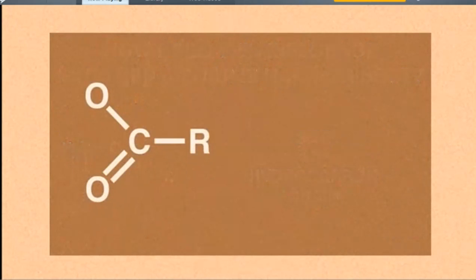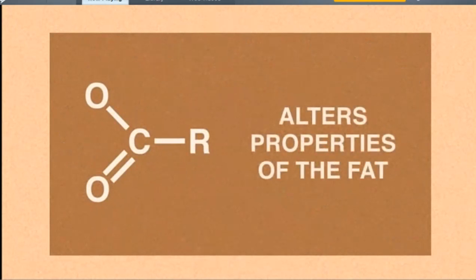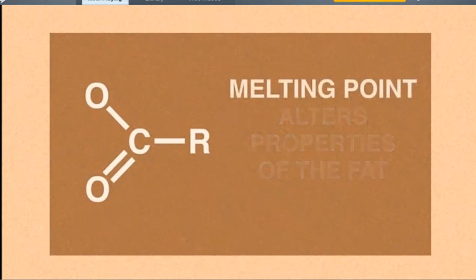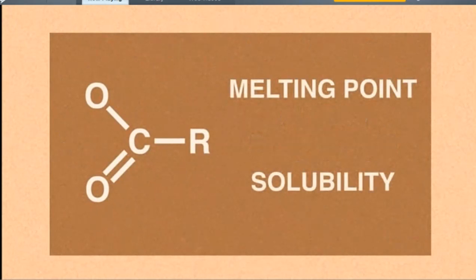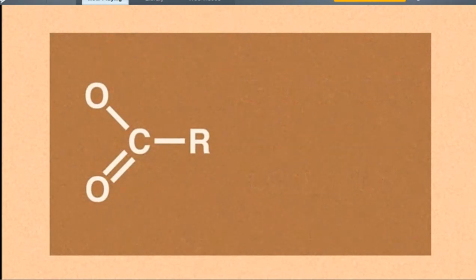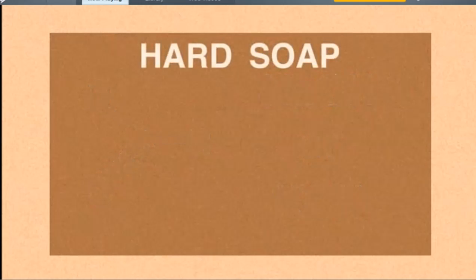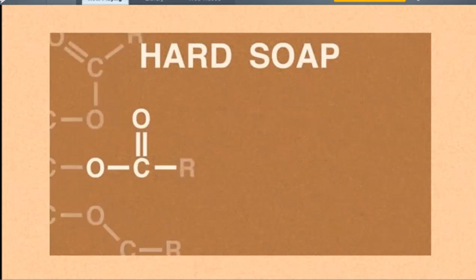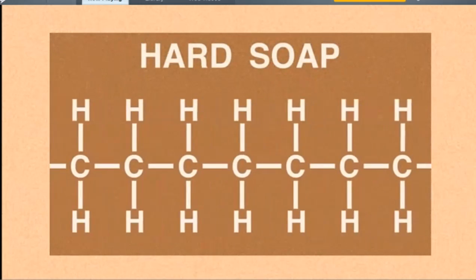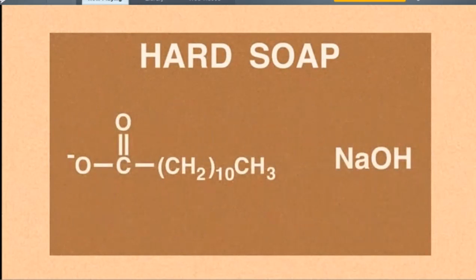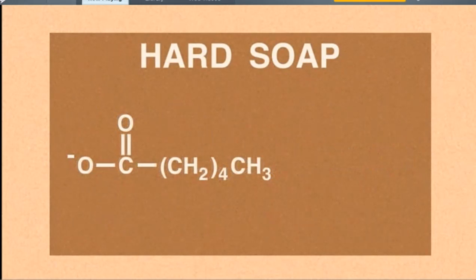The R groups of a particular length alters the fat's properties, particularly its melting point and its solubility. In addition, the choice of base, such as whether you use sodium hydroxide or potassium hydroxide, is also important. Typically, hard soaps are made when fatty acid esters with R groups containing 12 carbons or more use sodium hydroxide in the saponification process. Fatty acid esters with 6 carbons or less are not used as they irritate the skin and smell pretty funny.